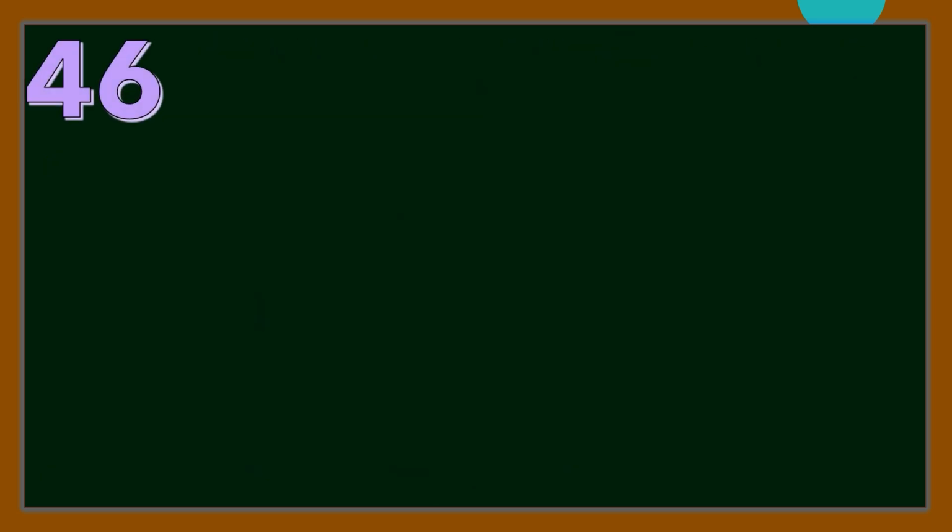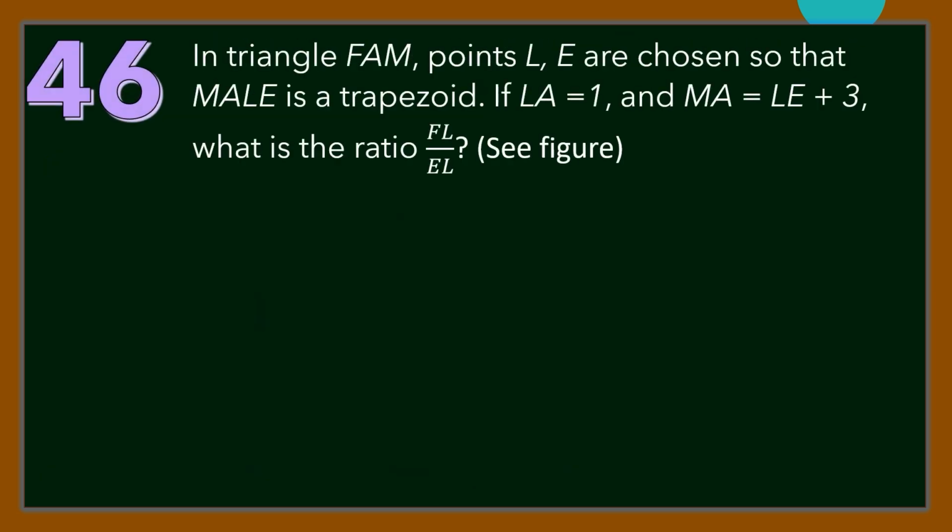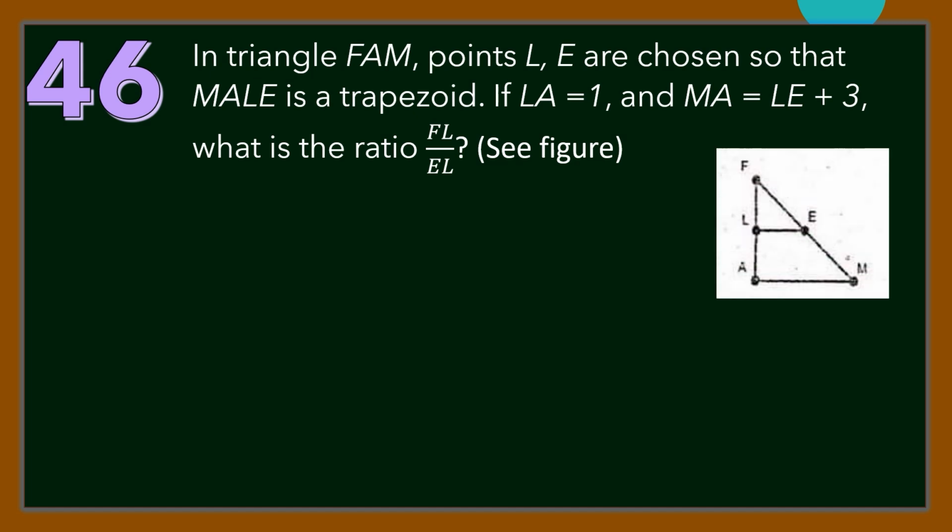Number 46. In triangle FAM, points L, E are chosen so that MALE is a trapezoid. If LA equals 1 and MA equals LE plus 3, what is the ratio FL over EL? Here is our suggested solution. Since MALE is a trapezoid, then LE is parallel to AM. And since these two segments are parallel, triangle FLE is similar to triangle FAM.